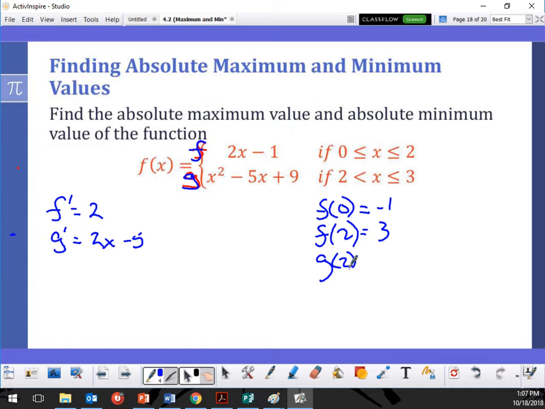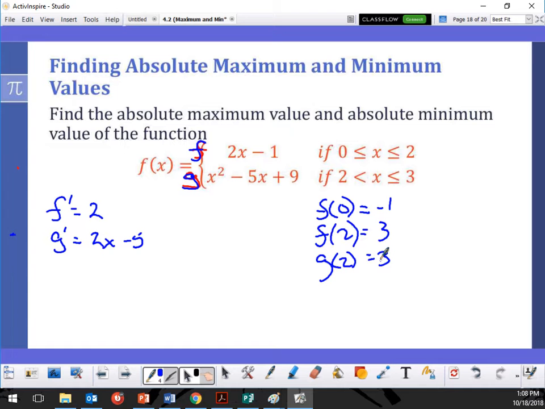Next one, g of 2, right? I'm checking it, even though it's not equal to, I want to see what it's going to go to there. So g of 2 is going to be what? 4 minus 10, right? And then plus 9. So you get what? 3. Okay, so we get 3 on that one.